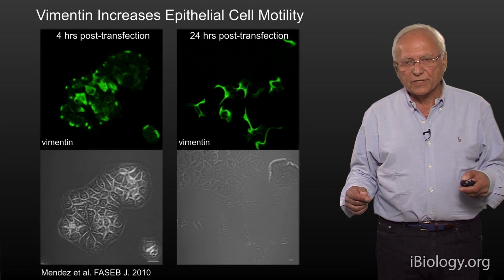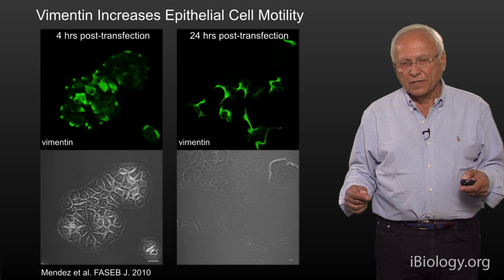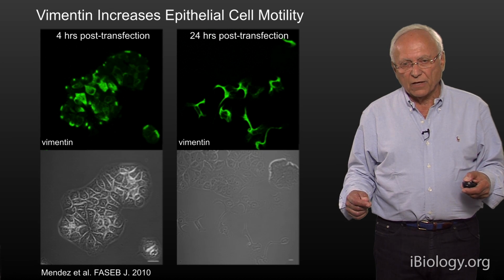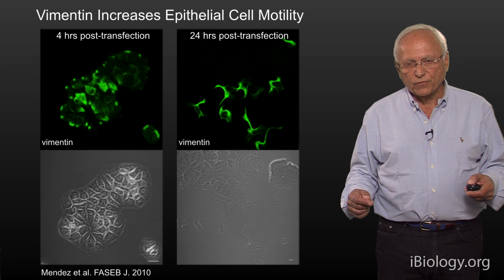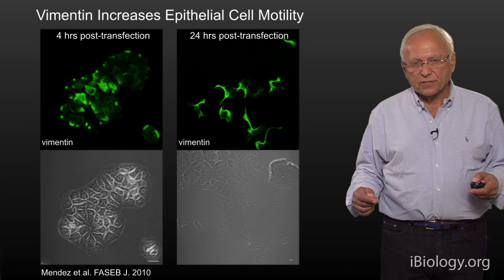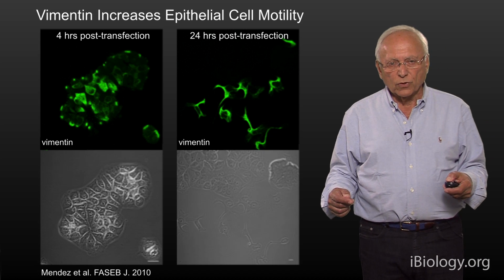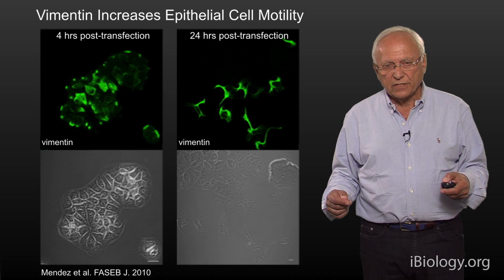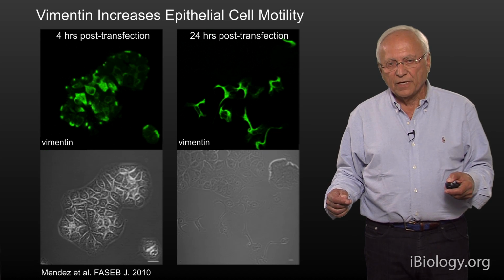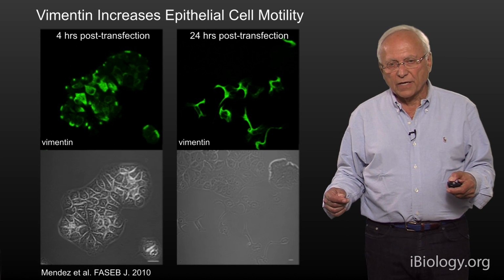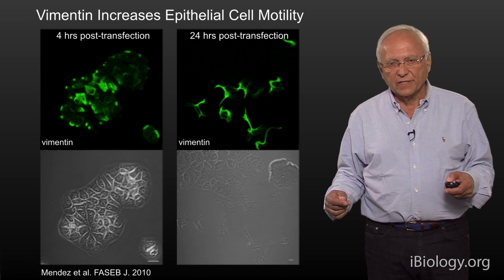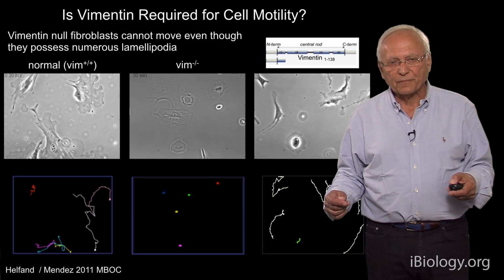And 24 hours later, you can still see Vimentin networks in these epithelial cells, but now all of the cells in the lower right panel have moved away from the colony's edge. So this tells us that Vimentin expression will alter the cell-cell adhesive properties, the cell substrate adhesive properties, change the shape, and cause the cells to migrate away from the colony. Again, showing the importance of Vimentin in motility.